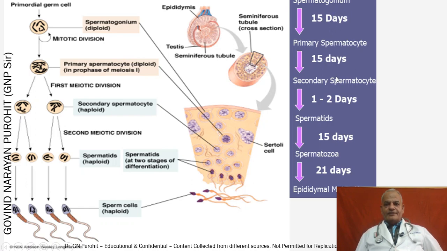So this is again a picture to depict. The spermatogonia are converted to primary spermatocyte in 15 days, primary spermatocyte to secondary spermatocytes in 15 days, secondary spermatocytes to spermatids in 1 to 2 days, and spermatids to spermatozoa in 15 days. Then spermatozoa, they undergo epididymal maturation in 21 days.